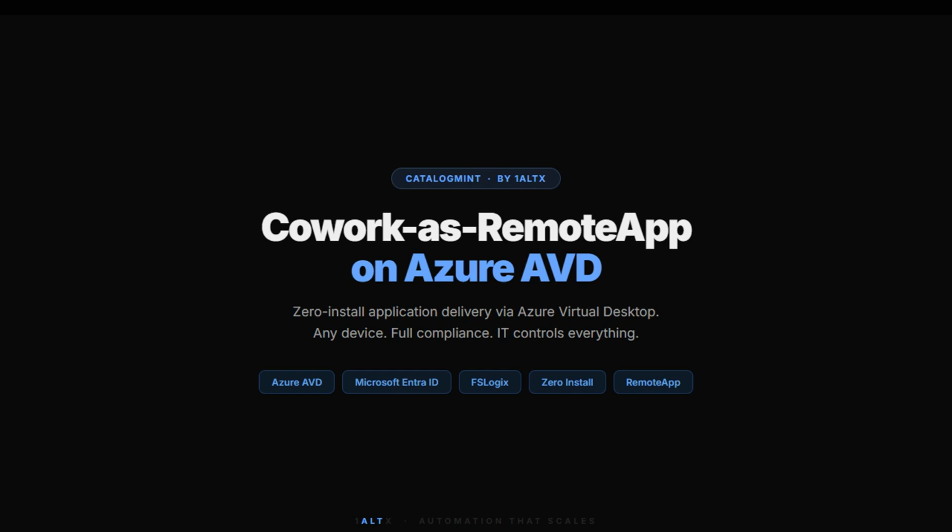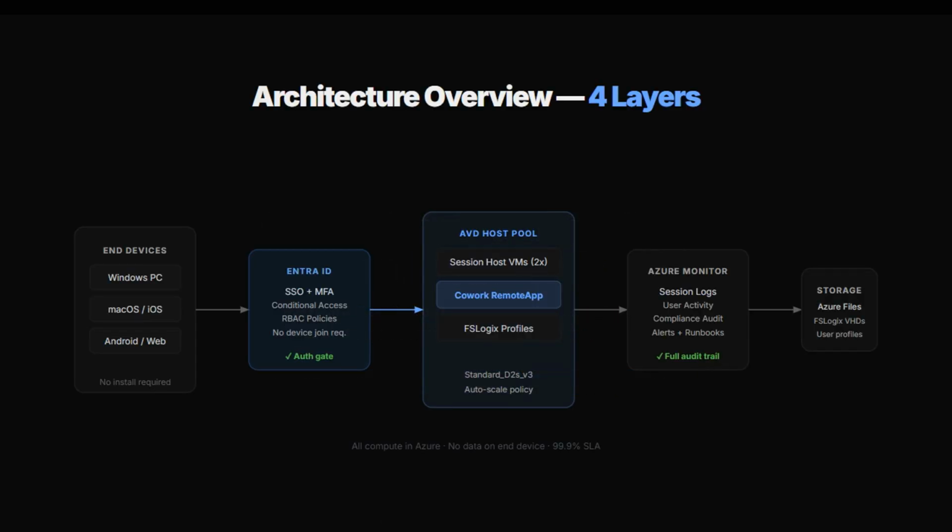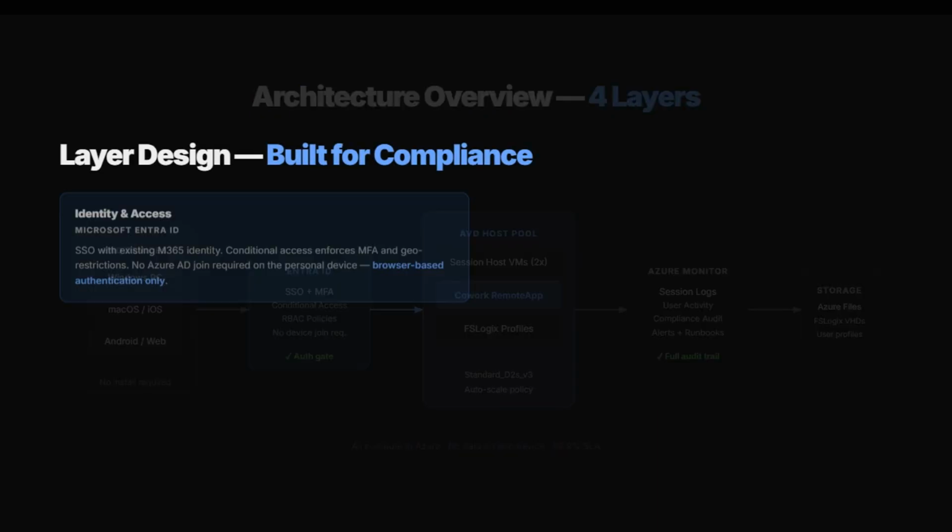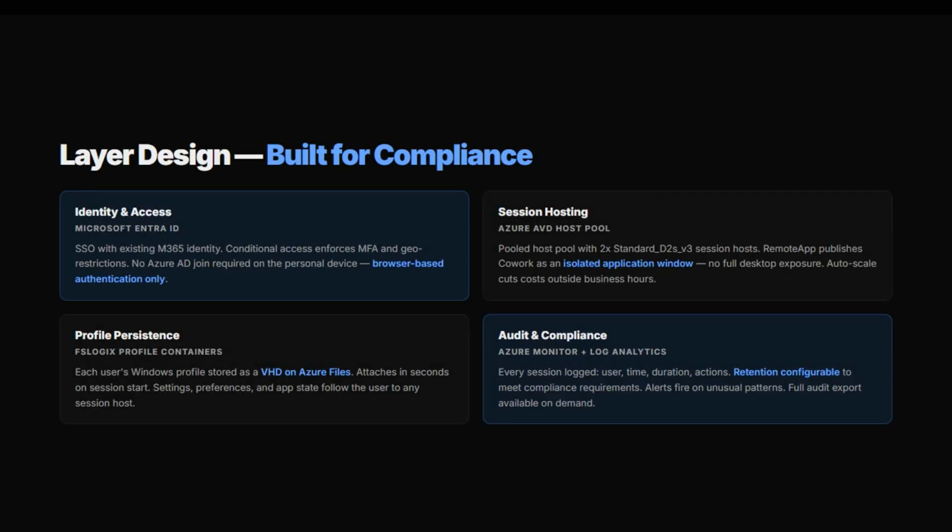The challenge: a company needs employees on personal devices to access a Windows-only application, compliant, audited, and without installing anything locally. Azure Virtual Desktop solves this. The architecture starts with an AVD host pool, a set of Azure virtual machines running the application. Session hosts are sized for the expected concurrent user count.